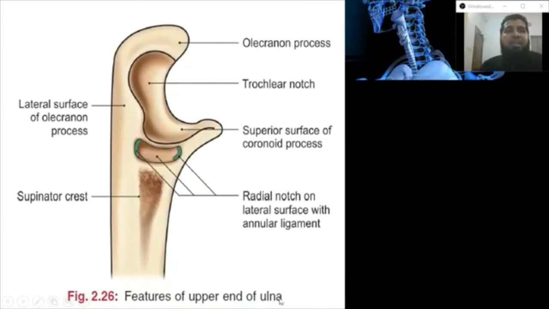This is a figure showing the features of the upper end of the ulna. This is the trochlear notch, which is directed forward. It is the medial bone of the forearm, the ulna. And here is the radial notch, where the upper end of the radius is attached and forms the superior radioulnar joint, which is a pivot variety of synovial joint. This is the olecranon process and this is the coronoid process.